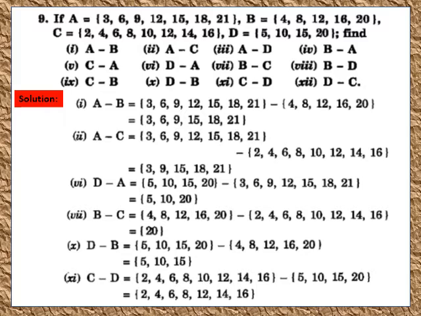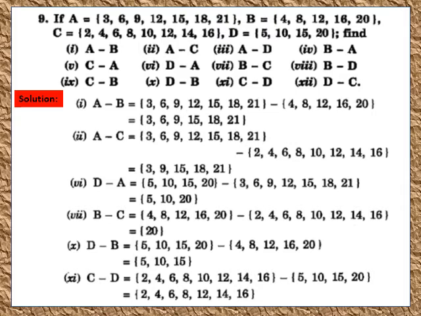Same for A minus C. We have to check the numbers which are in set A but not in C. Simply we can see that 3, 9, 15, 18, 21 are in A but not in C. D minus A: the elements in D but not in A. So we have 5, 10 and 20. They are in D but not in A.